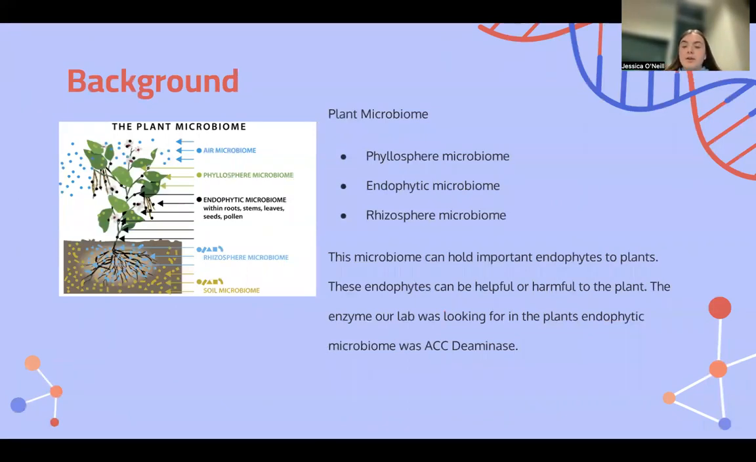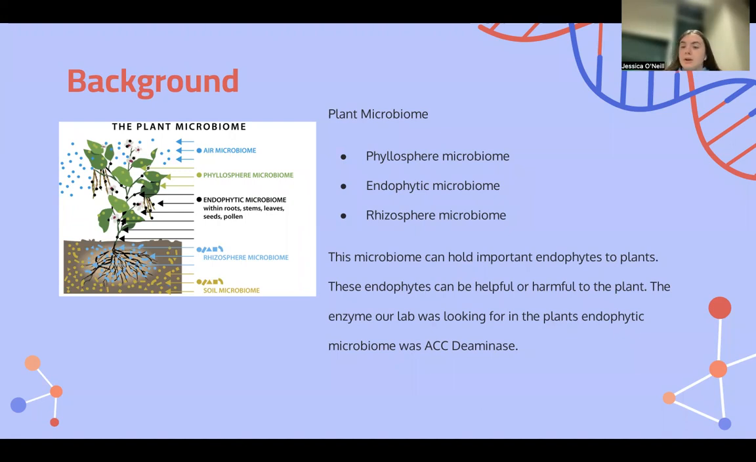An important background when looking at this research is knowing the different parts of the plant microbiome. The phyllosphere includes the outer portion of the stem and leaf of the plant. The endophytic microbiome, which is what I and our lab were looking at, is the inside of the stem, leaf, fruit, seeds, just any part of the plant. The different cells, viruses, bacteria, anything that's found within it.